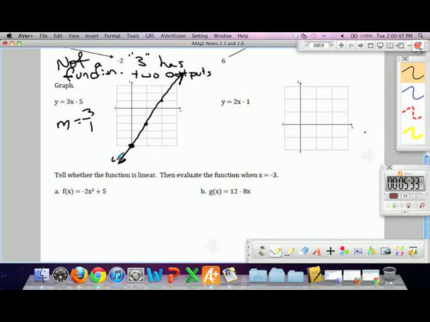Please graph the second one on your own. -1, up 2 over 1. There we go. That is a review. I don't want to spend too much time on it.